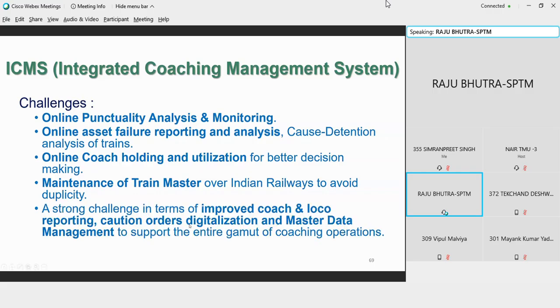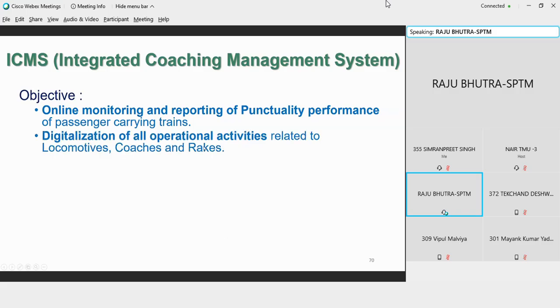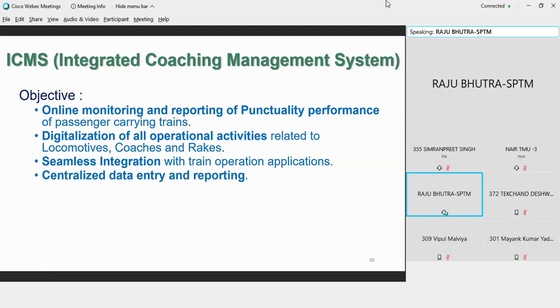And strong challenge in terms of improved coach and loco reporting, caution order digitalization, and master data management can be done using ICMS. Objective is online monitoring and reporting of punctuality performance of the passenger carrying trains, digitalization of all operational activities related to locomotives, coaches, and trains. It also has seamless integration with the other applications. So other applications like COA, NTS, they are integrated with ICMS.